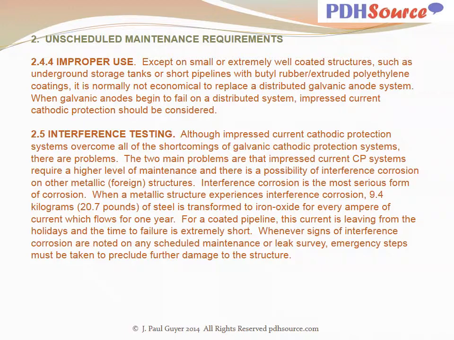When a metallic structure experiences interference corrosion, 9.4 kilograms, 20.7 pounds, of steel is transformed to iron oxide for every ampere of current which flows for 1 year. For a coated pipeline, this current is leaving from the holidays and the time to failure is extremely short. Whenever signs of interference corrosion are noted on any scheduled maintenance or leak survey, emergency steps must be taken to preclude further damage to the structure.